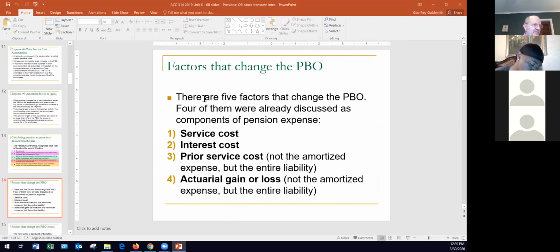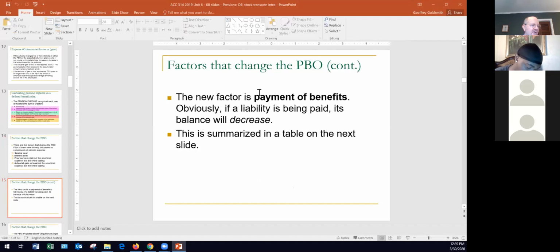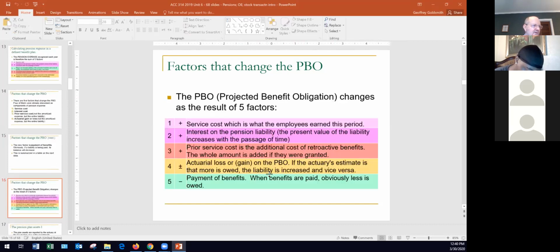Next, we need to look at the 5 factors that change the PBO. 4 of them were already discussed as components of pension expense: service cost, interest cost, prior service cost, actuarial gain or loss. The new factor is payment of benefits. Obviously, if a liability is being paid, its balance will decrease. So when you're paying pensions to employees, the amount you owe employees is smaller.